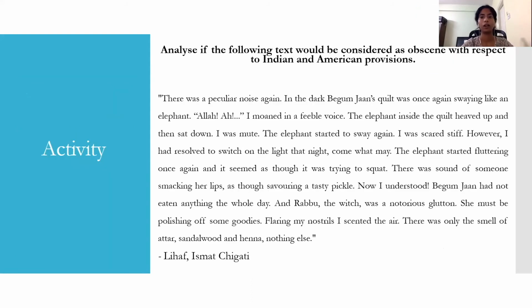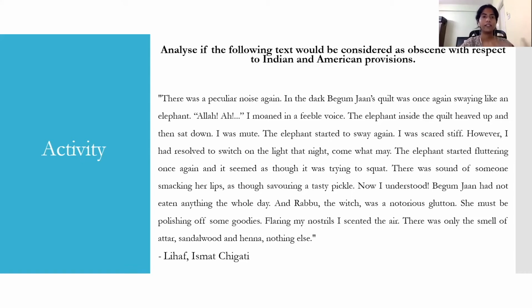We can now quickly move on to the activity because it takes from the cases. I will give you a background to the activity as well, because I'm not sure how many of you have actually read Lihaf, which is a short story by Ismat Chugtai. Have you covered it in your syllabus by any chance? No, I don't think so. Thank you, Anita. Great. So then I'll just give you a background about Lihaf.